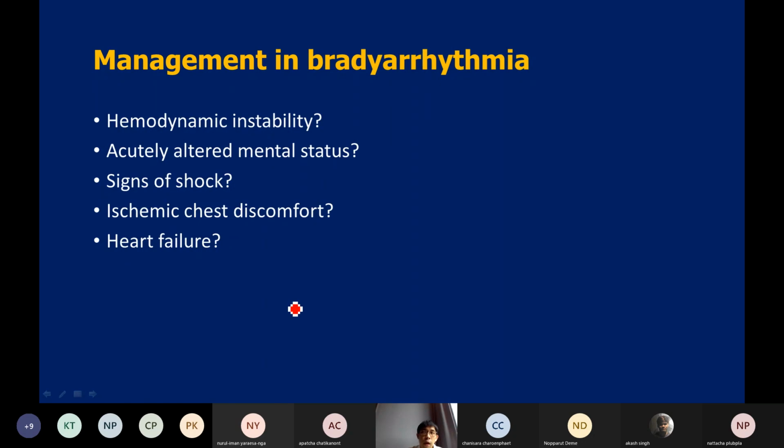So after we know the cause of the bradycardia and we know whether it is reversible or not reversible: if it is reversible, we go ahead to treat the cause. And if it's not reversible, we have to consider other things such as hemodynamic instability. You have to see if the patient is stable or not. Does the patient have alteration of mental status? Do they have signs of shock? Do they have ischemic chest pain or not? Do they have heart failure or not?